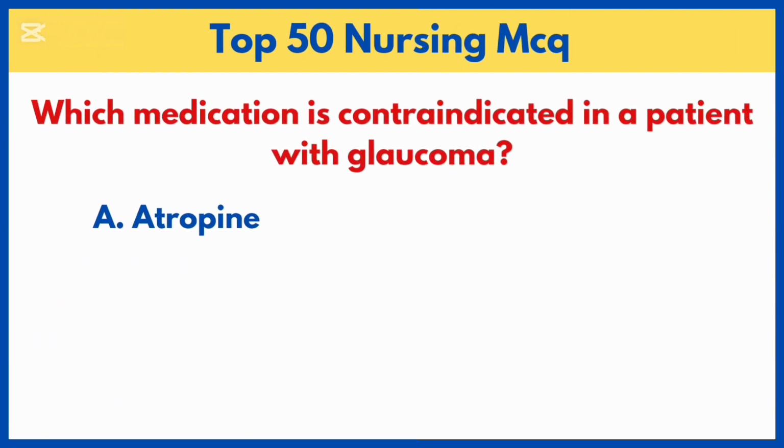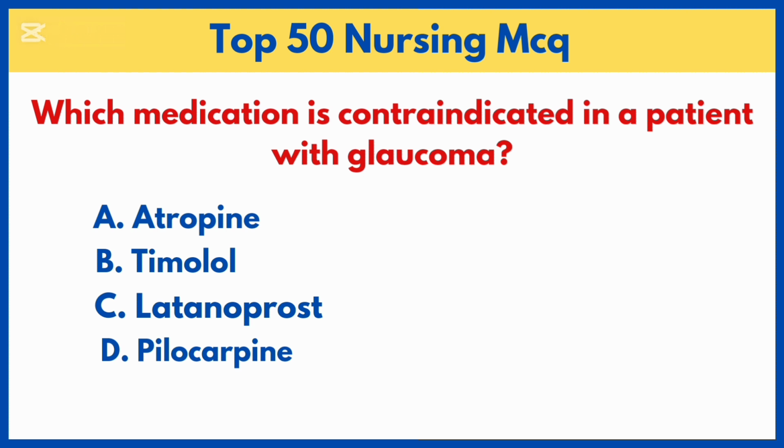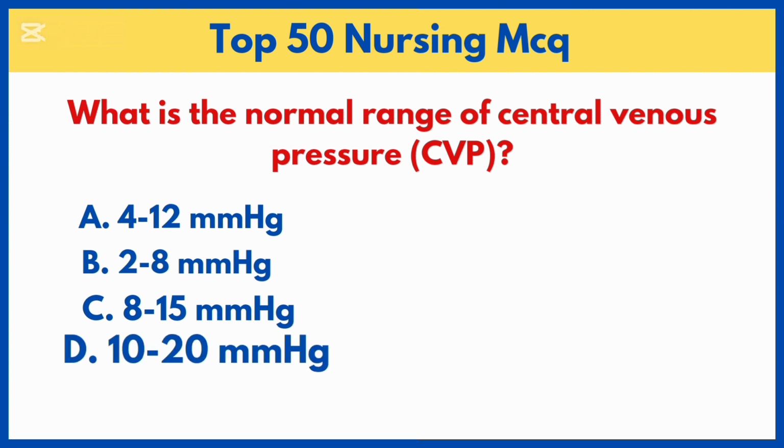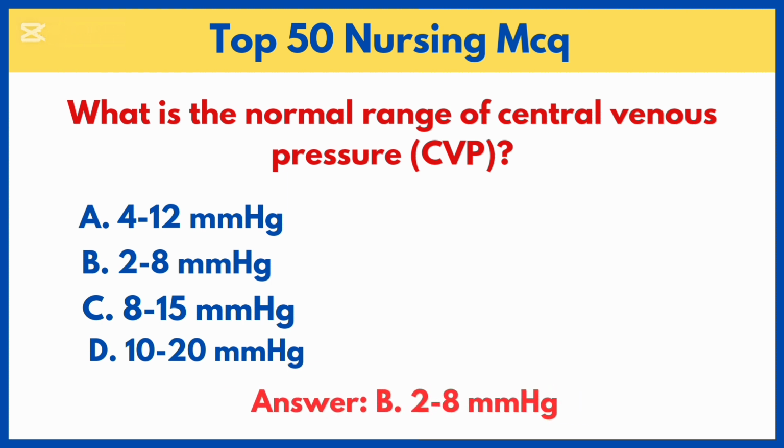Which medication is contraindicated in a patient with glaucoma? Correct answer is option A, atropine. What is the normal range of central venous pressure? Correct answer is option B, 2 to 8 mm of mercury.